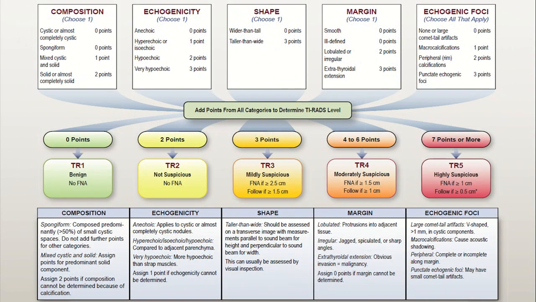Another categorization is the American College of Radiology TI-RADS, which gives every characteristic a point. By collecting the points we get a total number, and TI-RADS 1, 2, 3, 4, and 5 range from benign to malignant, with a recommendation for when to do FNA for each of them.